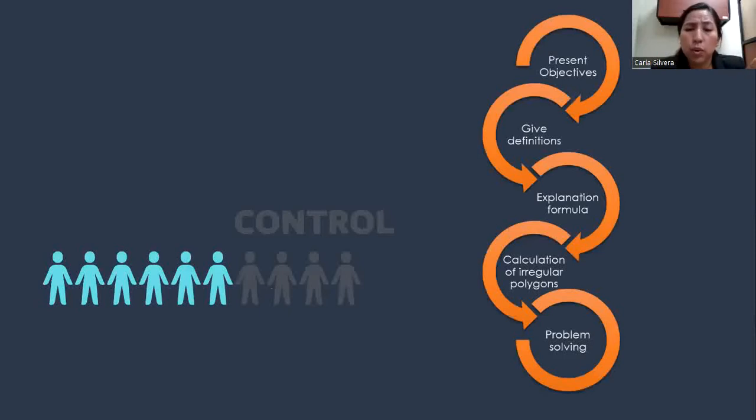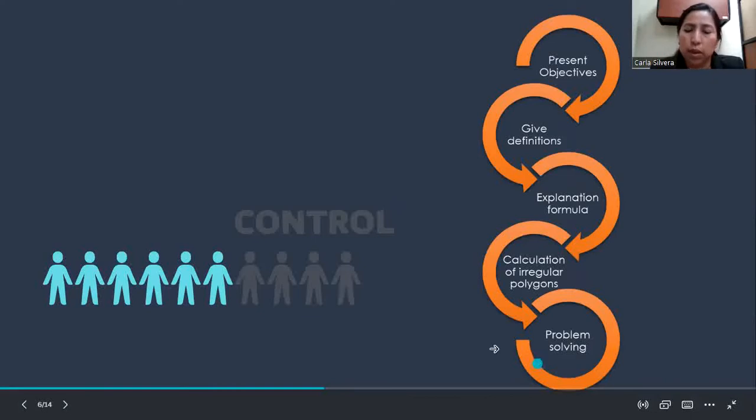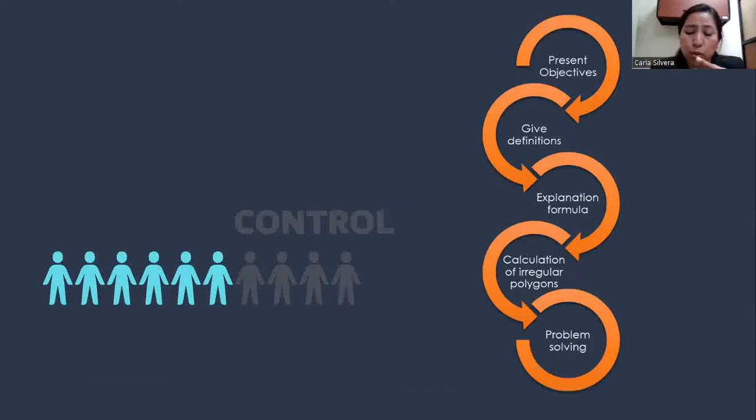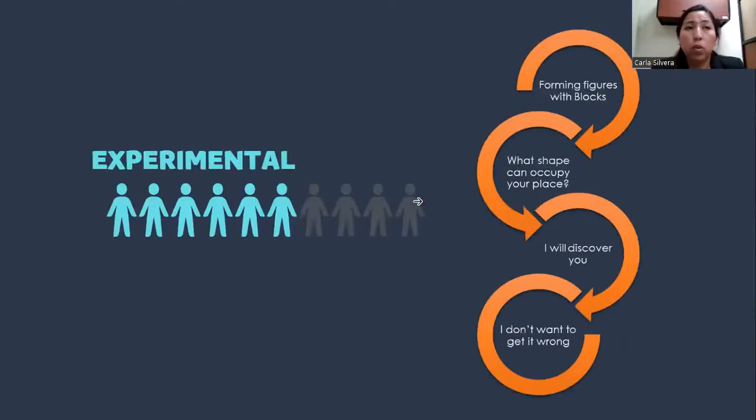For the control group, it's going to be traditional: the teacher is going to present the objective, give a definition, explain the formula, make the calculations with the formulas, and finally, problem solving. That encourages students to practice just to acquire knowledge. But for the experimental one, we are going to apply the Brousseau proposal, which is divided into 4 different stages.